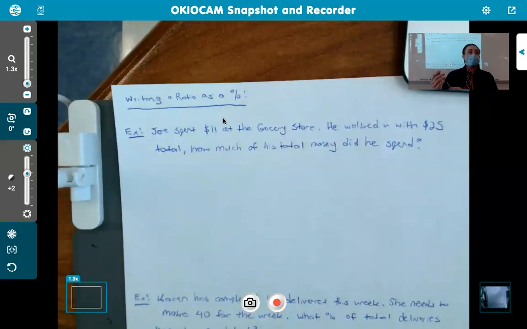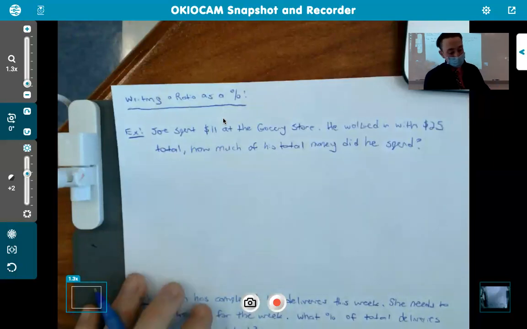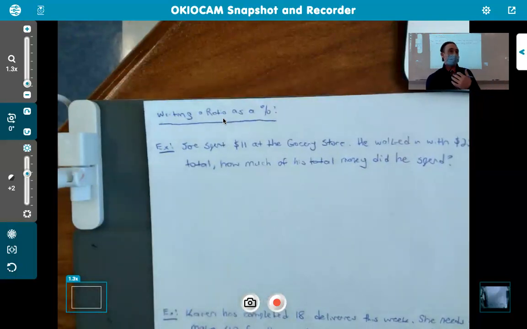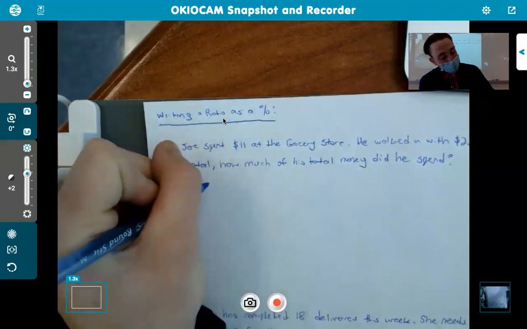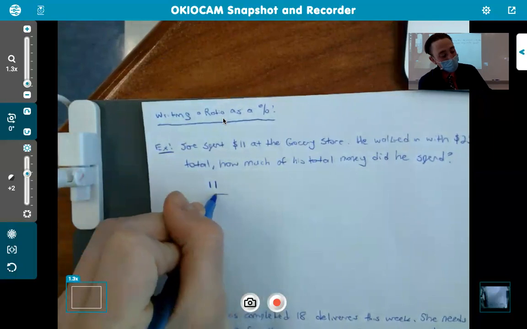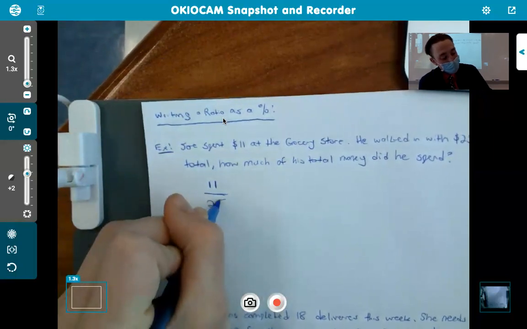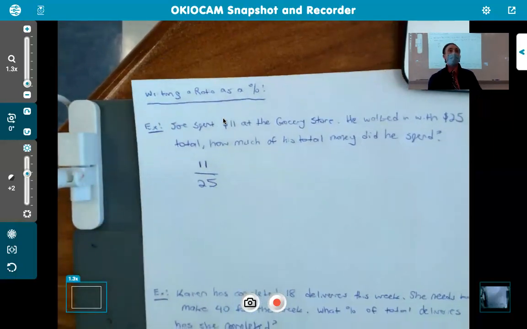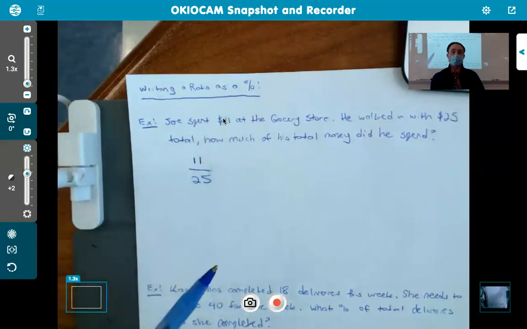Remember that when we're dealing with percentages, we're dealing with fractions. So when I'm starting a problem like this, I'll go through the first example on my own, and we'll do the second one a little bit more together. I need to think about, well, if he spent $11 out of his total of 25, I can set up a fraction that relates to this situation. So 11 over 25, we want to make that a percentage. Everybody with me so far?